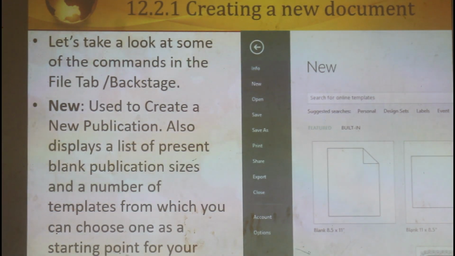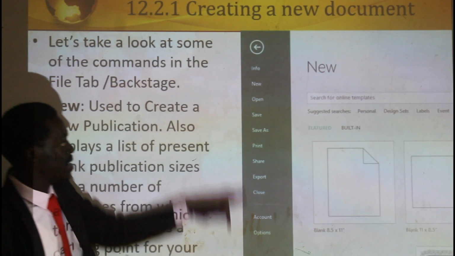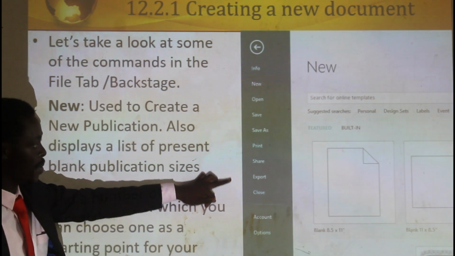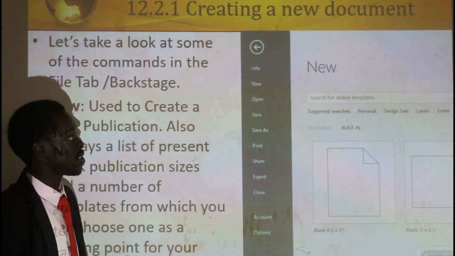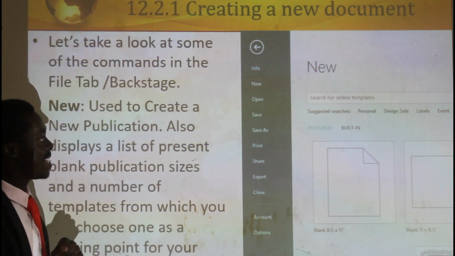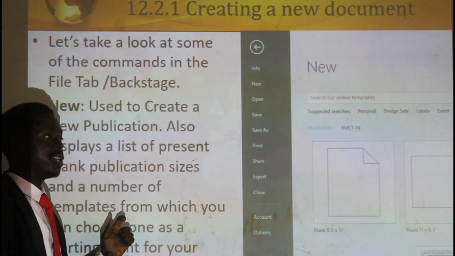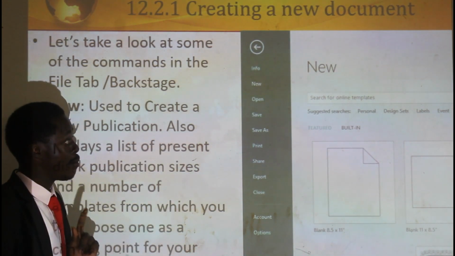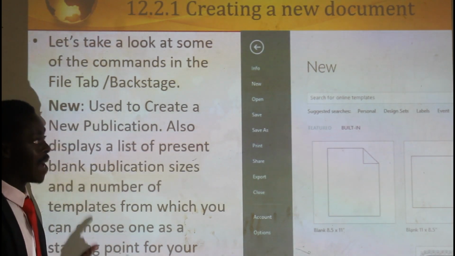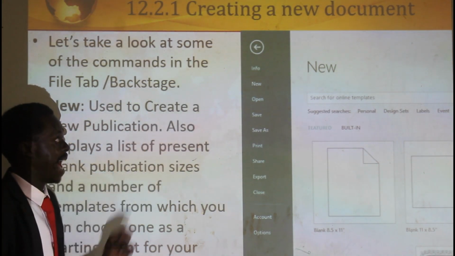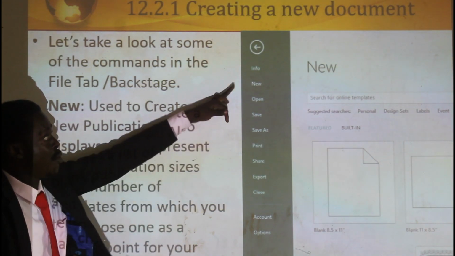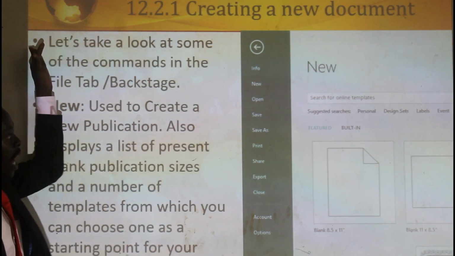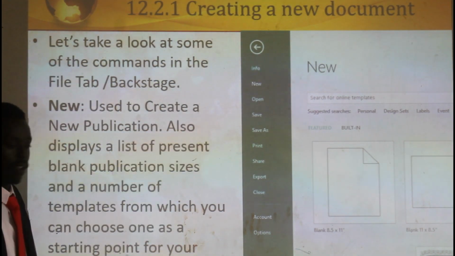So let's look at some of the commands in the File tab. Earlier on I told you we have New, Open, Save, Save As, Print, Share, Export, Close, Account, and Options. By the end of this lesson, I desire that you have the basics of opening the Publisher window, of course having acquaintance with the various parts of the program window, and as well having the capacity to create a simple document and save it. So if you're going to create a new document, always click the File tab and then click New. This command is on the File tab.